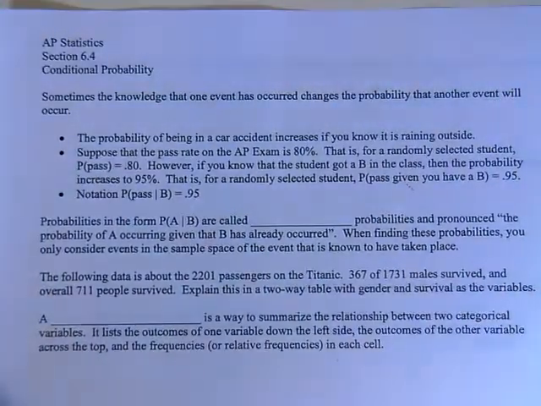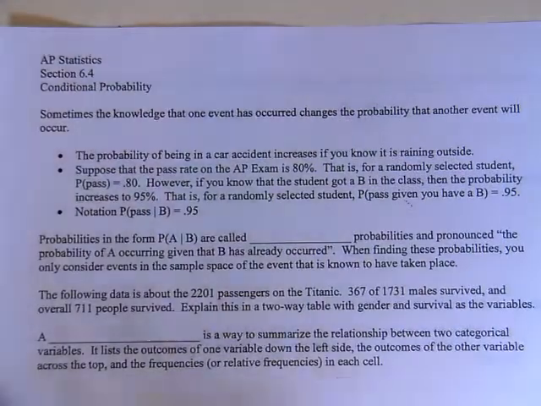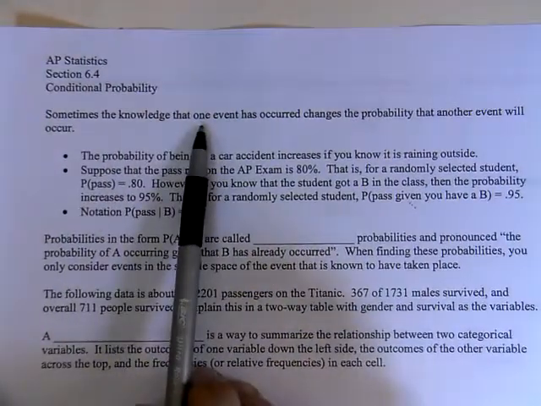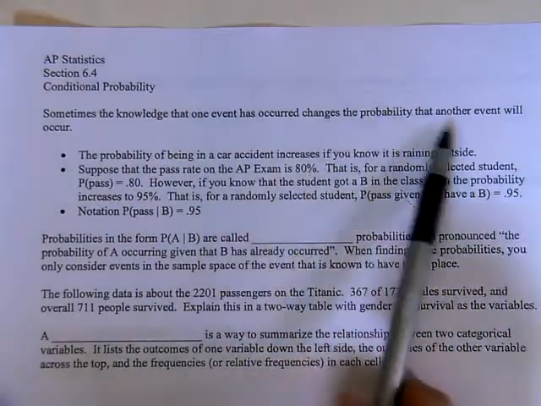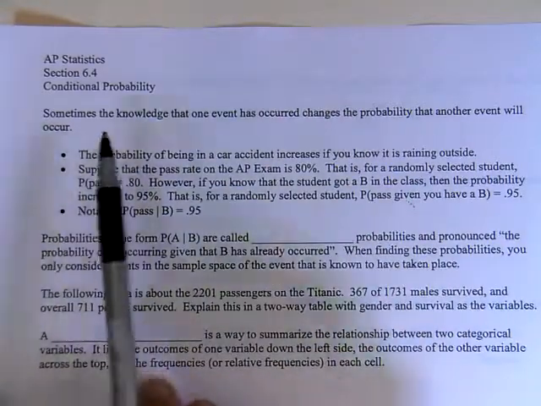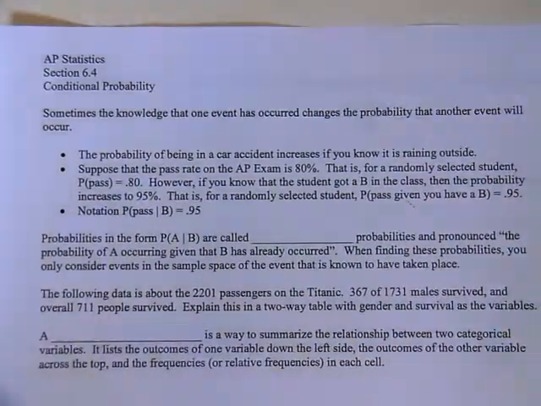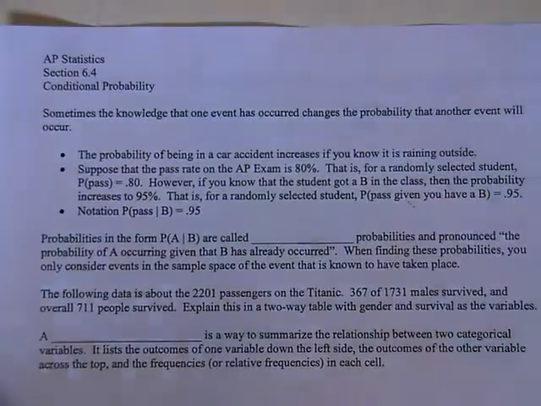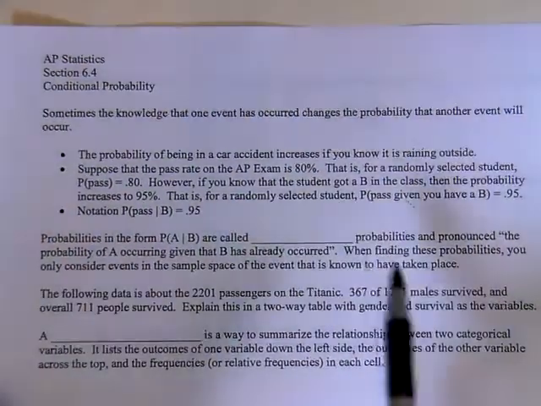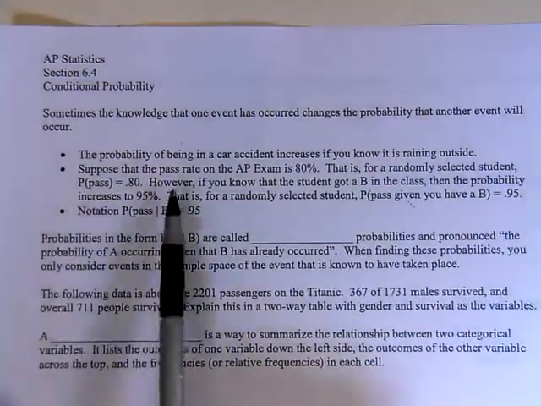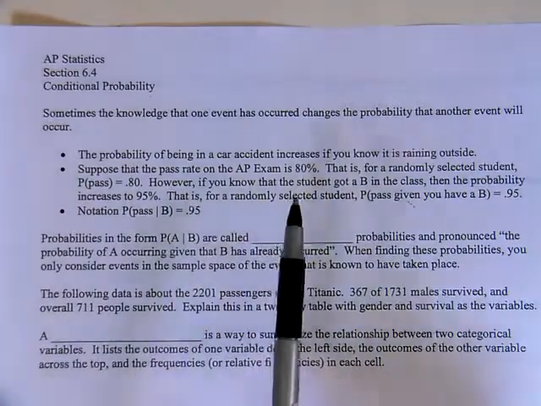Okay, so 6.4, we're going to talk about conditional probability. What does that mean? Sometimes the knowledge that one event has occurred changes the probability that the other event has occurred or will occur. Think about the probability of being in a car accident increases if you know it's raining outside.